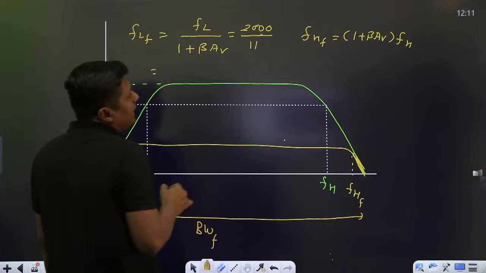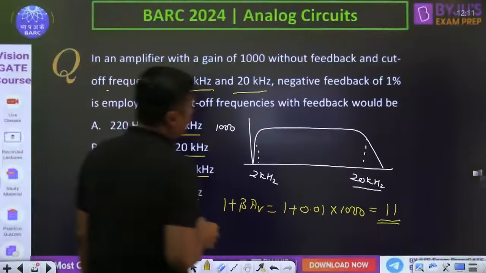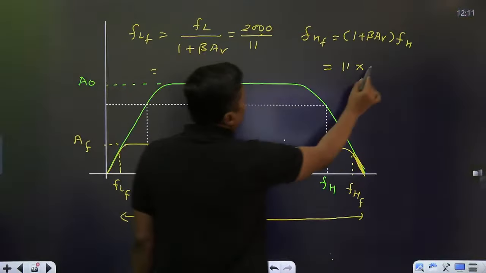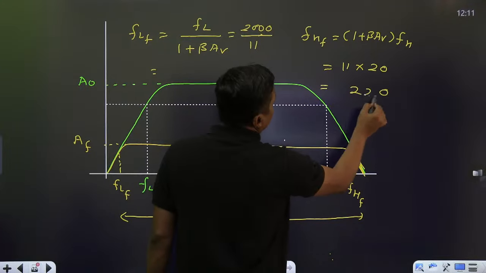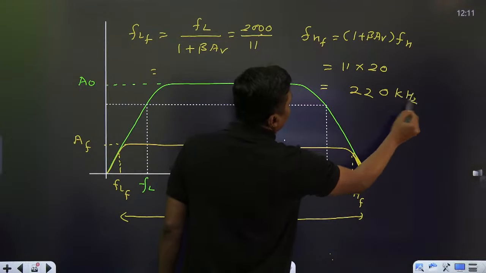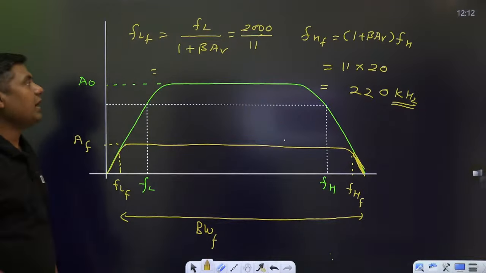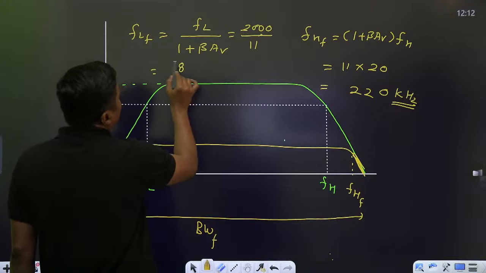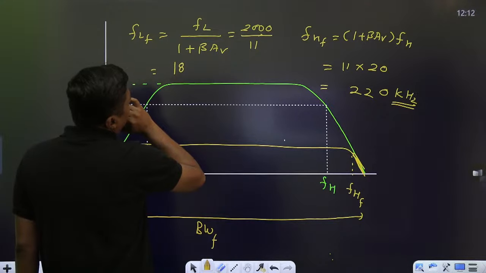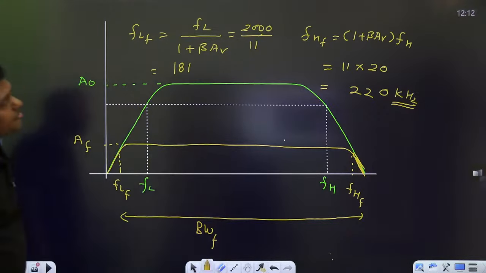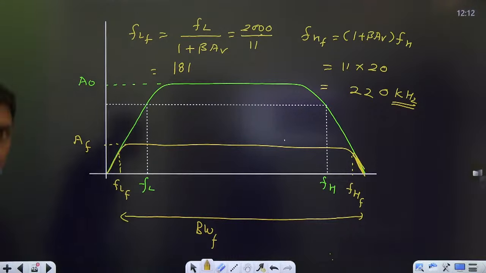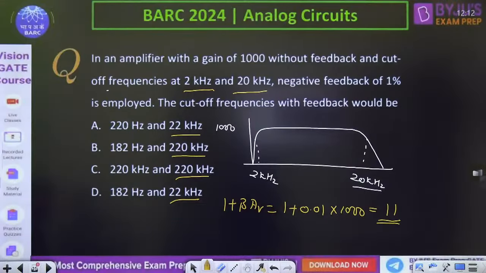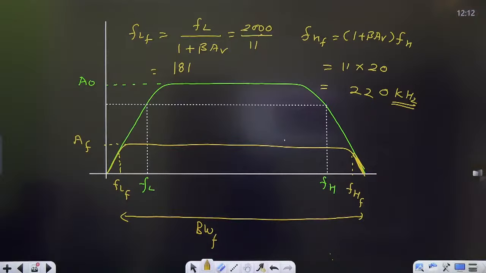Now calculate. FHF will become 11 into the old FH. What is the old FH without feedback? 20 kilohertz. So it will become 220 kilohertz. And 2000 divided by 11 is 181 something. Divide 2000 by 11, what is coming? 180 something. So look, here we got 220 kilohertz higher cutoff frequency and nearly 182 lower cutoff frequency.